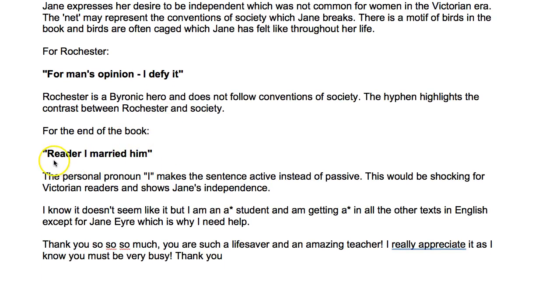"For the end of the book, reader, I married him." The personal pronoun I makes the sentence active instead of passive. This would be shocking for Victorian readers and shows Jane's independence.